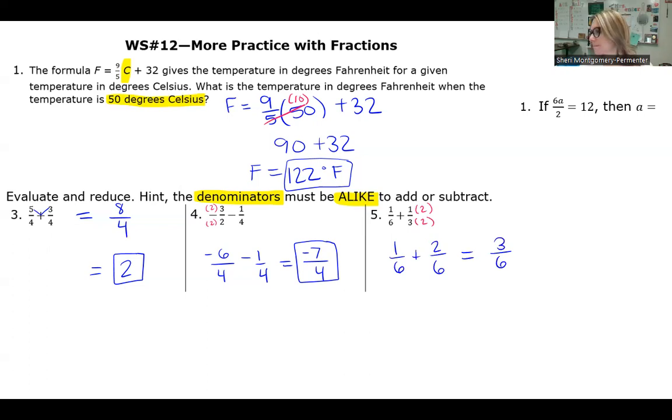Does that reduce? To what? 3 does go into 6 2 times, but the 6 is bigger on the bottom, so it has to be 1/2. The 2 has to be on the bottom.